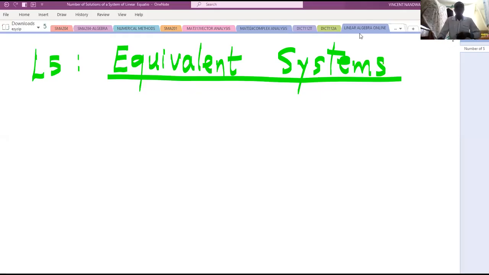Welcome to this class. In the previous lecture, we discussed the three methods of solving systems of linear equations, which are the back substitution method, Gaussian elimination, and the Gauss-Jordan elimination method. And we demonstrated how to solve a system using the back substitution method.